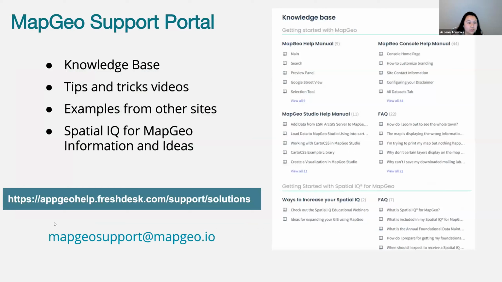Next, with the MapGeo support portal, this is very in-depth. You can find a variety of resources, including how to use specific tools in the front-facing site, how to navigate the console, for those of you who have access to the console as part of your subscription, more tips and tricks, and even examples of how other sites are using MapGeo. So this is all with the goal to make raising your Spatial IQ easier and more accessible for you and your community. So please take a look and search around at the site shown on this slide.